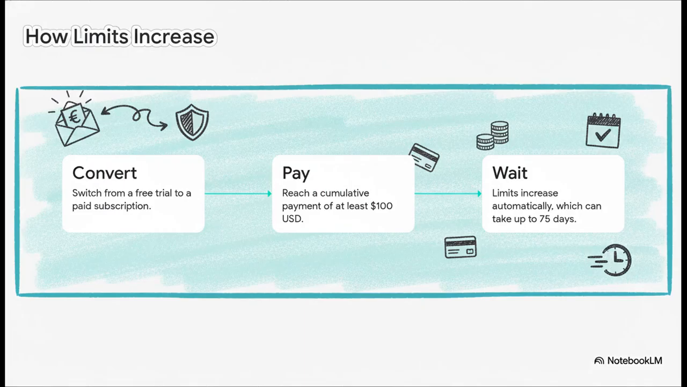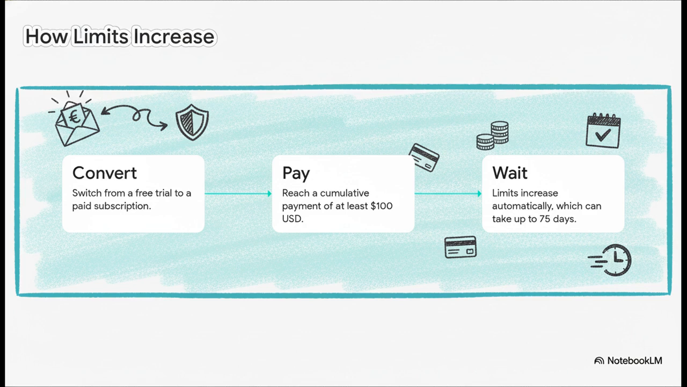So how do you get out of the penalty box and unlock those higher limits? Well, it's basically a three-step process. First, you've got to convert to a paid subscription. Second, your account needs to have paid at least $100 in total. And third, you just have to wait. The limits will go up automatically. But here's the real kicker, it is not instant. It can take up to 75 days after you hit that $100 mark for the new higher limits to actually kick in.